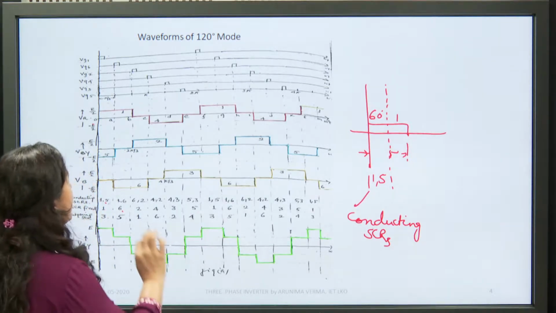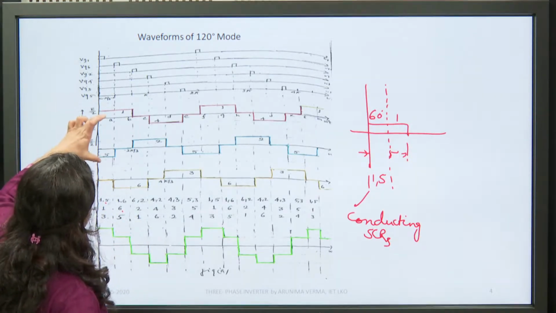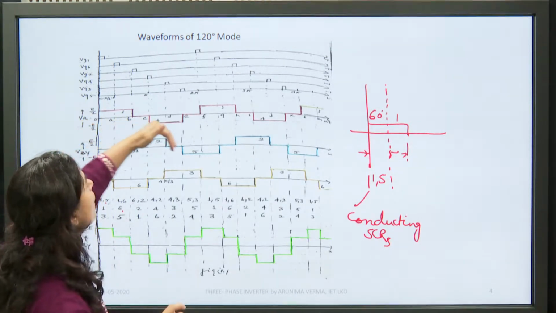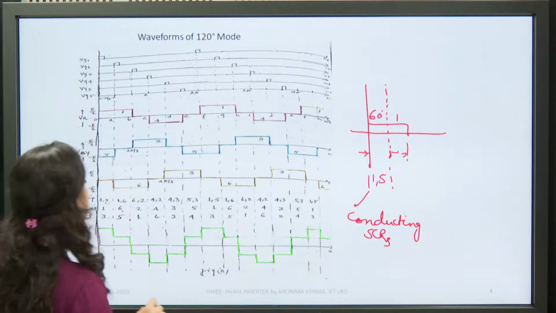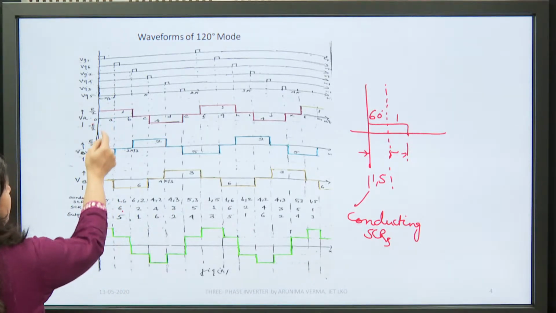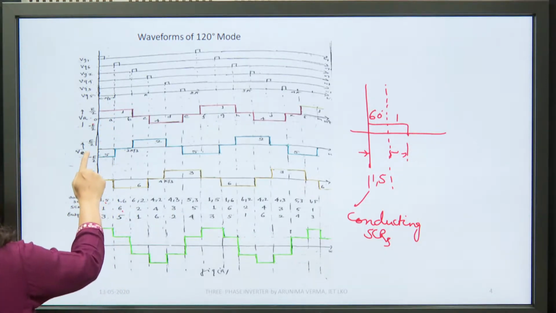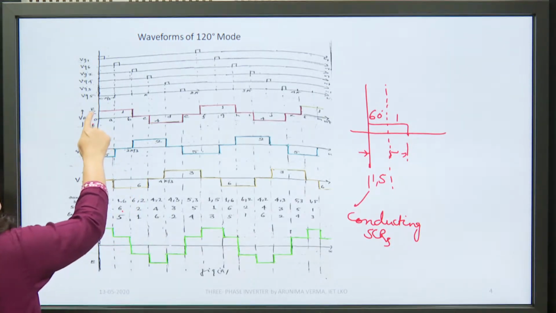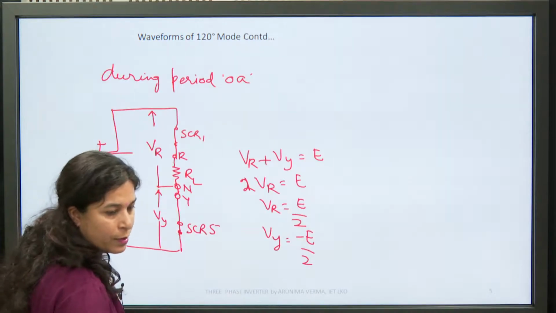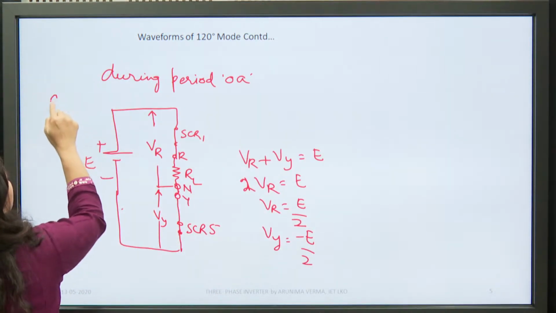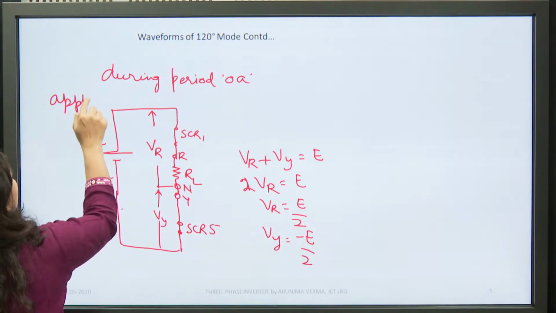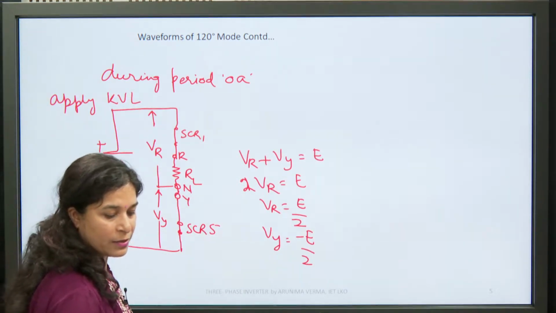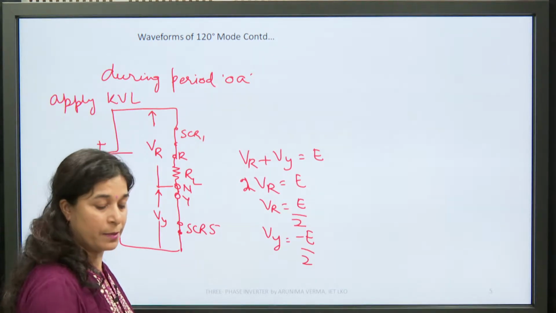Now, in this case, just to explain one period so that you can go on and continue with the operation. During this period 1 and 5 are conducting, the magnitude of the phase voltage is calculated as I already showed you through applying KVL, and you will get VR and Vy as E by 2 and minus E by 2 voltage respectively.